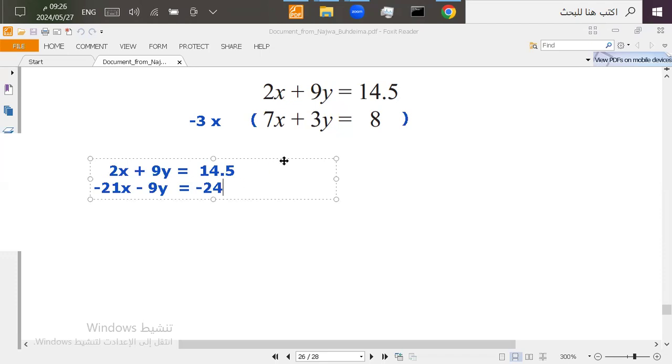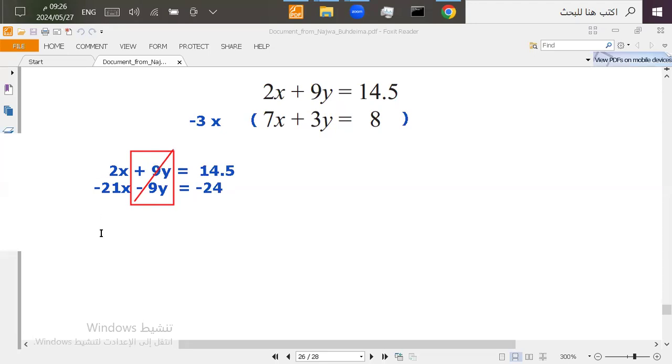Now, as a reminder, we're trying to make the y's the same by multiplying by 3 here. And it's negative, so I can make them have different signs, so I can eliminate them. Now, after multiplying, I got these numbers. Now, I'm going to eliminate the y's because they have the same coefficients, but different signs. So this one will be eliminated like this, because when you add them, they're going to be 0.